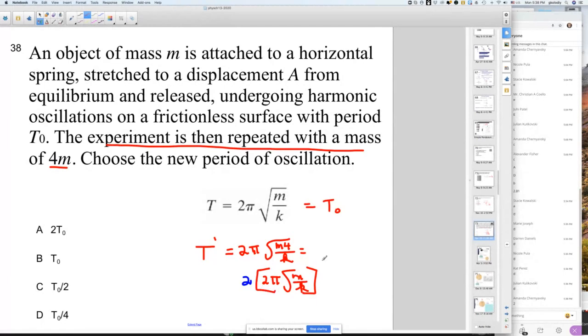But what is this? This is the original T naught, okay? So it'll be 2 times that. If you increase the mass by 4, the period will be 2 times bigger. So the answer is A.